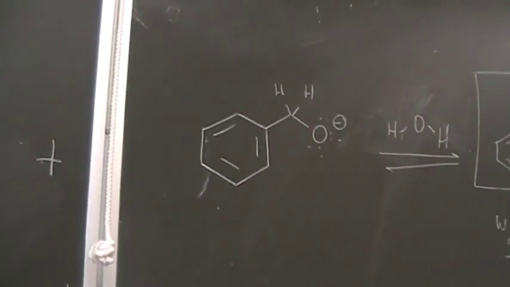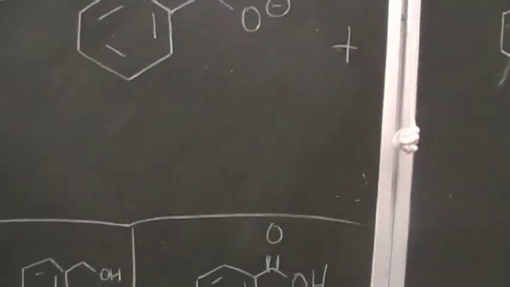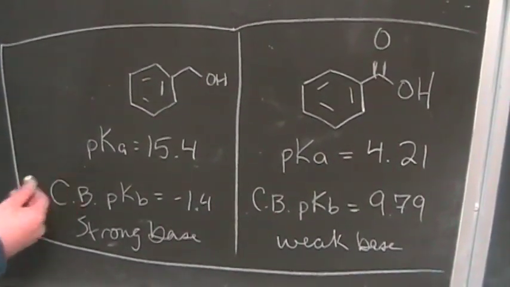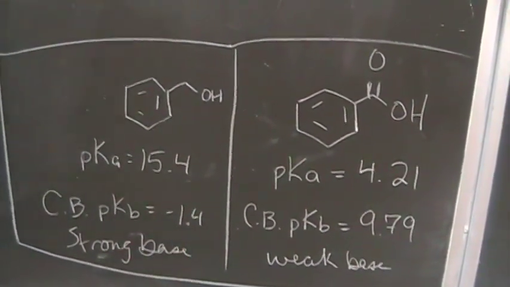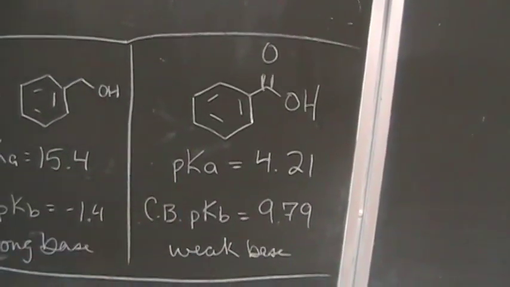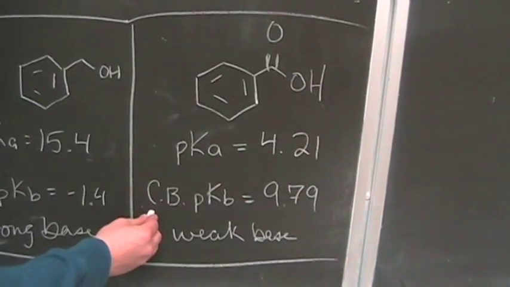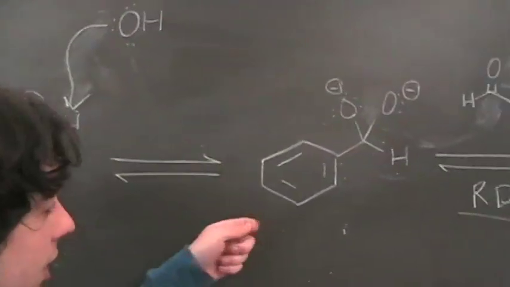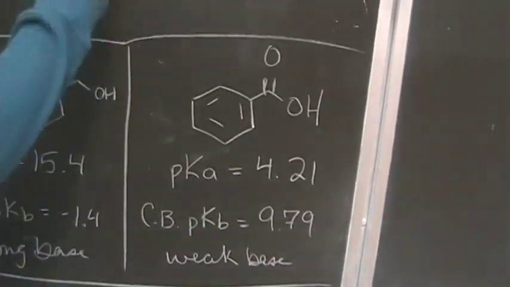And to determine which one is going to get protonated and which one is going to remain an anion, we can look at the pKa values of their conjugate acid. For benzyl alcohol, we have a pKa of 15.4, which means that its conjugate base pKb will be negative 1.4. This is a pretty strong base. We have a pKa of 4.21 for benzoic acid, and that means that its conjugate base is going to have a pKb of 9.79, which means that this is a weak base. So this one's going to remain an anion.